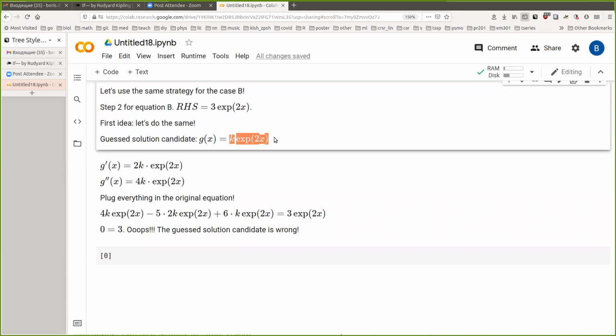Okay. How will we change the guessed solution candidate? Who remembers from the lectures what we should do? How will we change the guessed solution candidate? We will pre-multiply it by what?